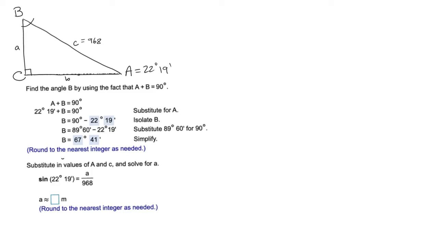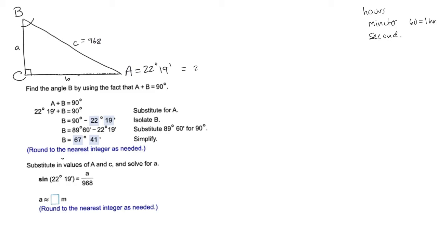Let's find side length A. What's given is that the hypotenuse of this triangle is 968 and the measurement of angle A is 22 degrees 19 minutes. Just like we have hours, minutes, and seconds, it's the same thing with minutes in terms of degrees. That's just a part of a degree, okay? So 60 minutes is equal to 1 hour, right? 60 seconds is equal to 1 minute. So it's the same thing, okay?